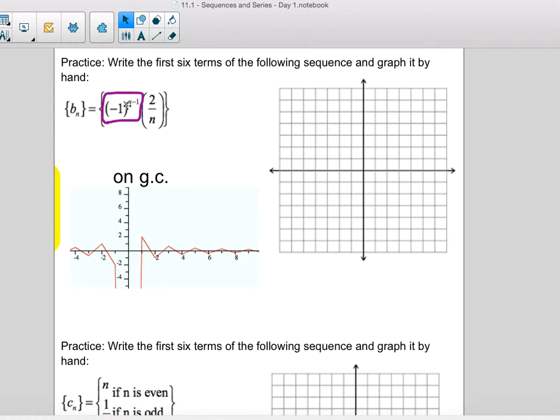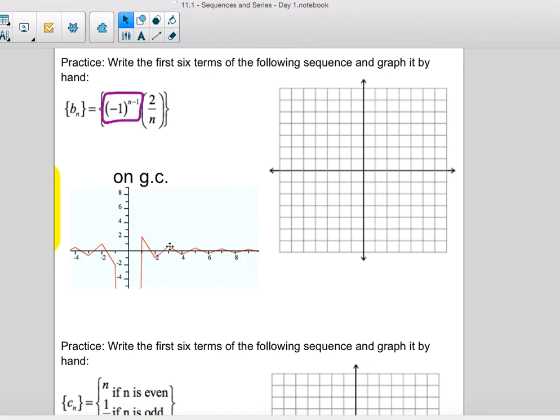If I plugged in 1, 1 minus 1 is 0, negative 1 to the 0 power is just 1, times 2 over 1, so it's just 2. So if I plugged in 1 for the first term, I get 2. Now if I plugged in the second term, I'd plug in 2 for both parts of n, just like I did with the first one. 2 minus 1 is 1. Negative 1 to the 1 power is going to be a negative 1, right? So negative 1 times 2 over 2, which is 1. So negative 1 times 1, so I get negative 1.